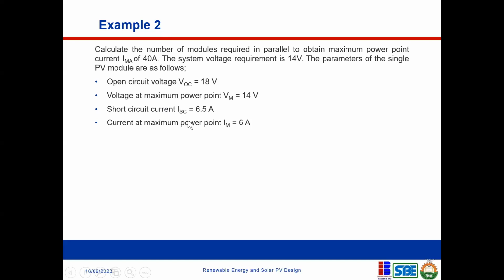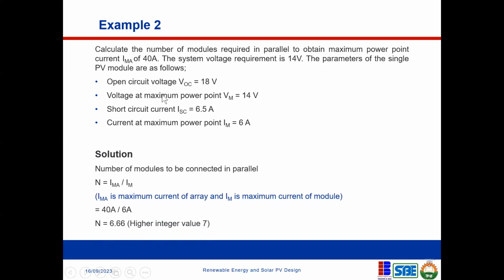Okay, so first of all, let us try to understand what this question is asking us. The number of PV modules that you require to connect in parallel, not series. Remember, when we connect in parallel, we are trying to increase the current, not the voltage. If we connect in series, we are trying to increase the voltage. So in this case, what is the number of PV modules that we can connect in parallel to get 40 amps current? That's what the question is asking us. And this is the detail of the PV module.